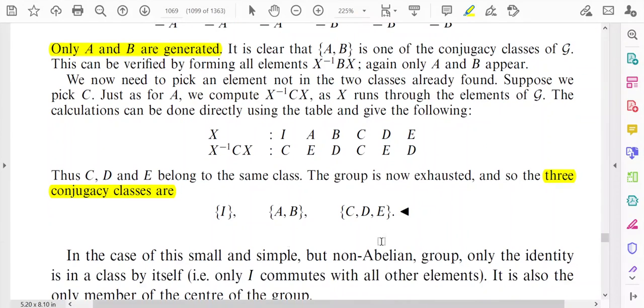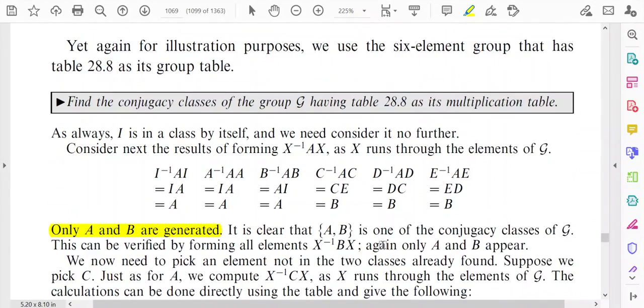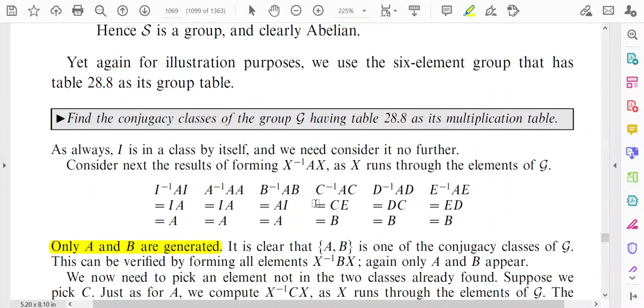So ultimately 3 conjugacy classes are there. One is the identity element, so the identity element itself forms a class. Then there is another class with A and B, and another class with C, D and E. So in total 3 classes are there in this group G, and with this example I have shown you how to find the classes for a particular group G.